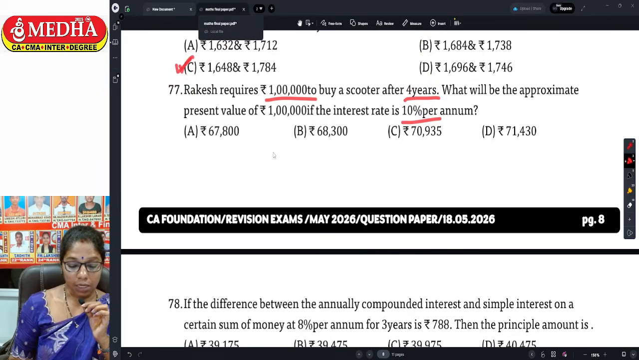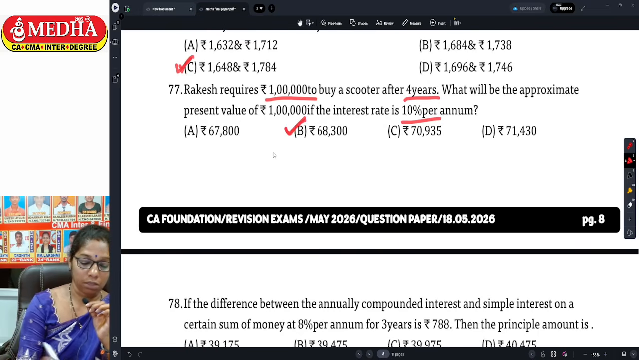68,301, 68,300, this is the nearest value.